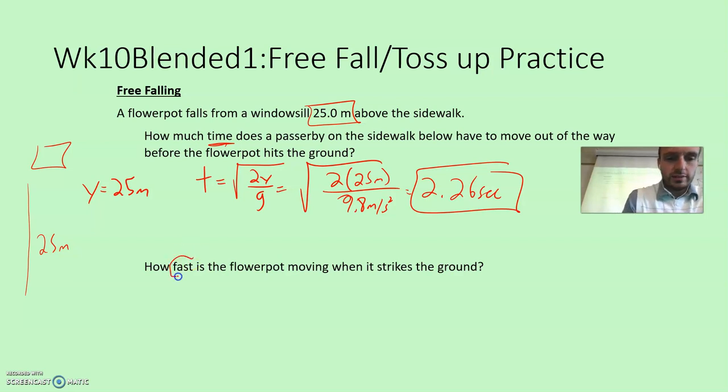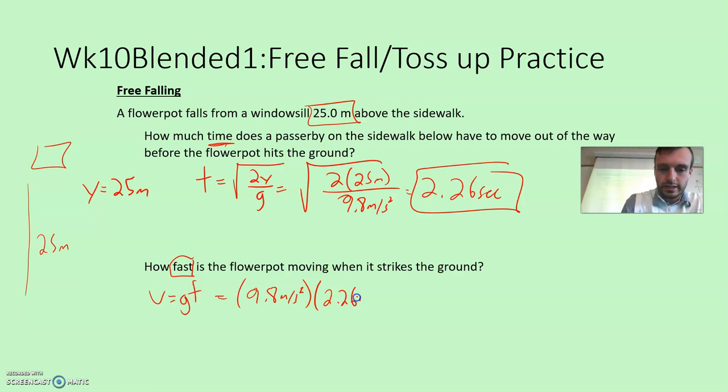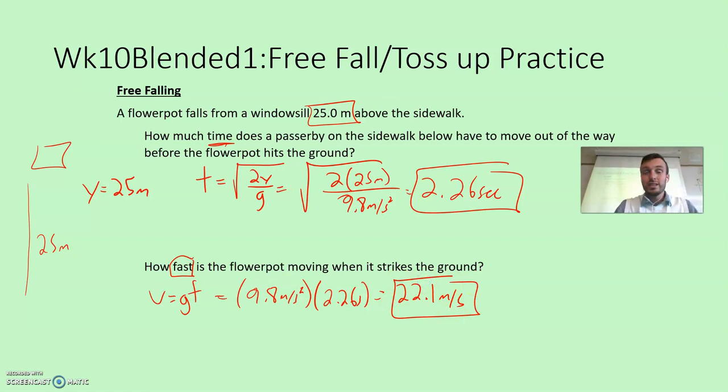How fast is the flower pot moving? Remember, fast is like speed, or speed with direction is velocity. And if we look at our free fall equations, we see v equals gt. Remember, this only works if you drop something from rest, which we are doing, so it does work. We can use this v equals gt. This is 9.8 meters per second squared times 2.26 seconds. And that is going to get us 9.8 times 2.26. That's going to get us 22.1 meters per second. So that's how fast it would be going when it hits the ground.